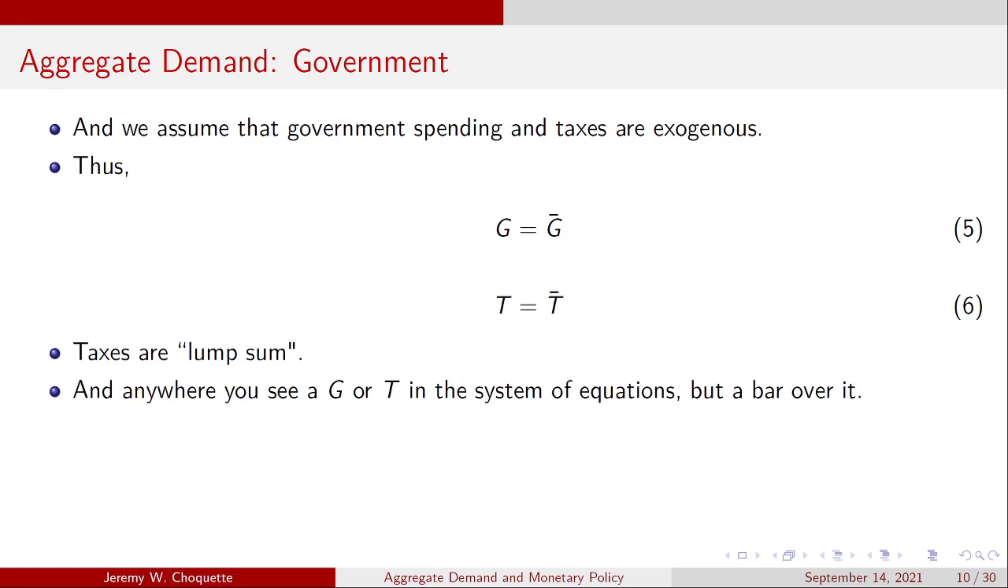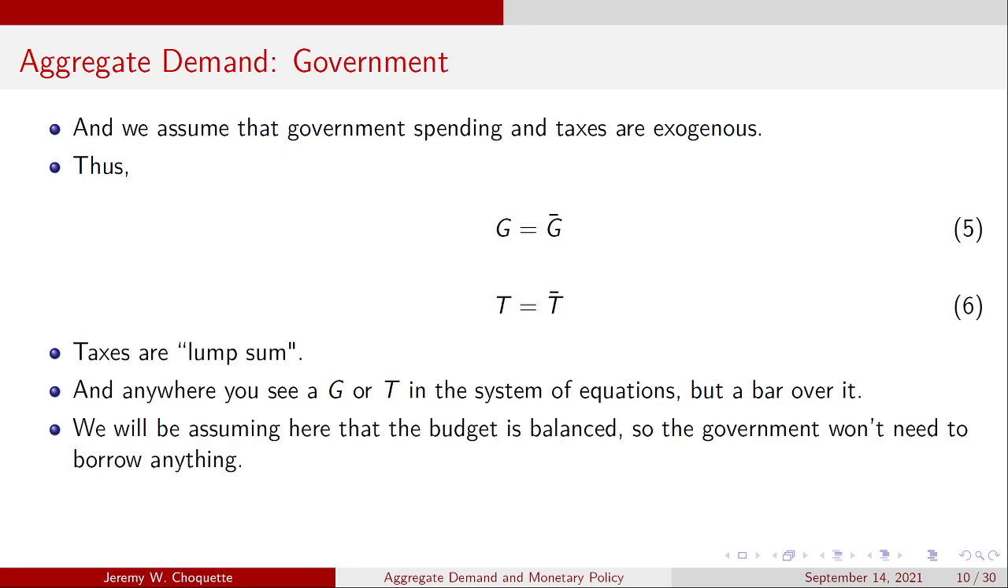So anywhere that you see a G or T in this system of equations that we're covering, just put a bar over it. It's supposed to be put a bar, but sometimes there are typos in LaTeX, and LaTeX doesn't catch it. Oops. So we're going to be assuming that the budget is balanced. So the government isn't going to be borrowing anything, right? That removes a lot of dynamics out of this stuff, which is going to be good for us for now. We don't really want to jump headstrong into the dynamic stuff. Let's deal with a static system for a little while first.